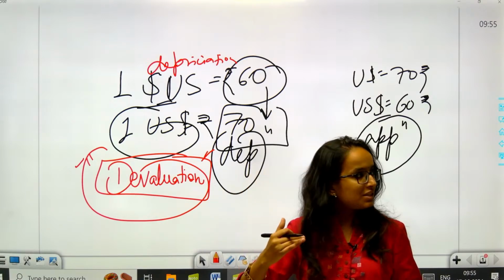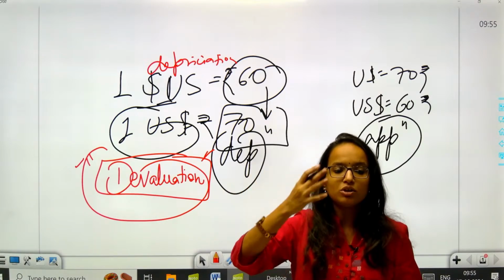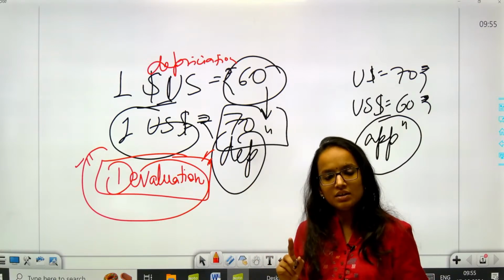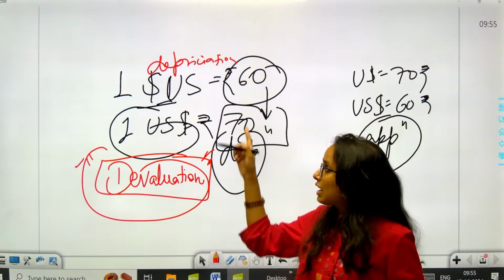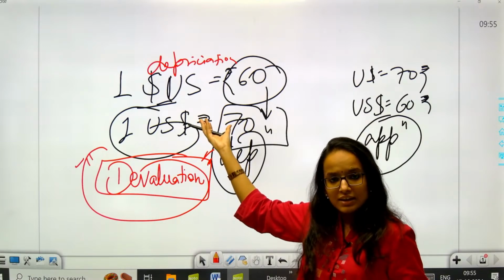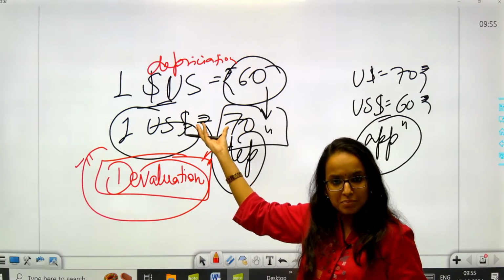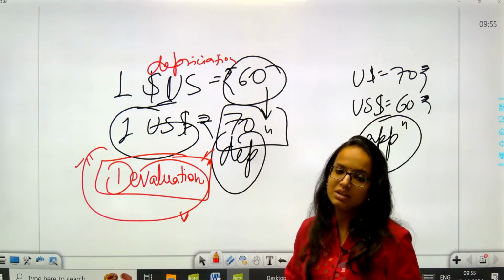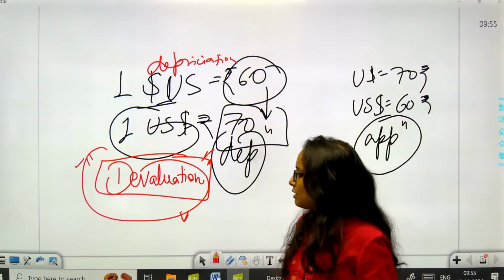So when depreciation is done deliberately by the government or the central bank, it is known as devaluation. Clear? I hope you would remember the difference. Depreciation is automatic depreciation by the market forces of demand and supply. Devaluation is deliberate depreciation by the government or the central bank. Clear? Remember these things.